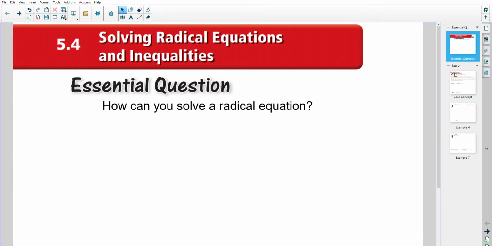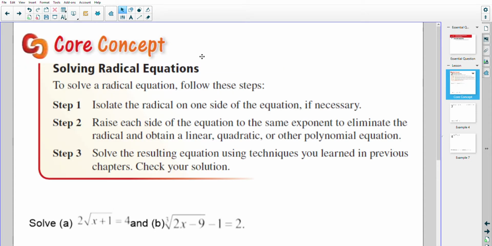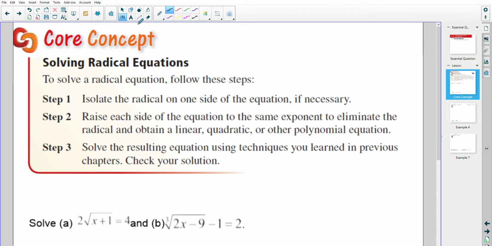5.4, solving radical equations and inequalities. So to solve a radical equation, it's just like solving a different equation. You want to solve for x, and the way to do this is to probably raise each side to a certain power to get rid of the radical. Important that you need to check your answers, particularly when you raise each side to an even exponent.